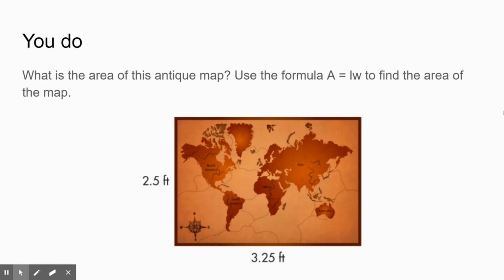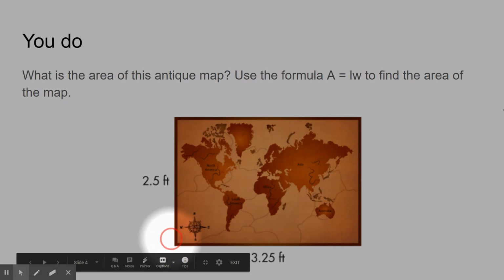Okay, so now that we know how to do this, I'm going to have you do a you-do. What you're going to do is find the area of this antique map. You're going to use the formula A = L times W to find that area. A couple of hints for you here. The L stands for length, so this side, and the W stands for width, so this side.